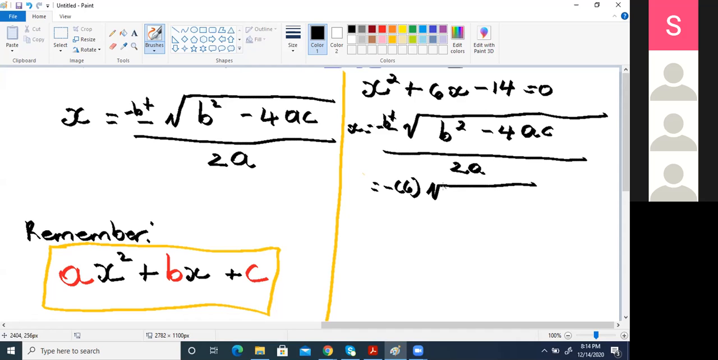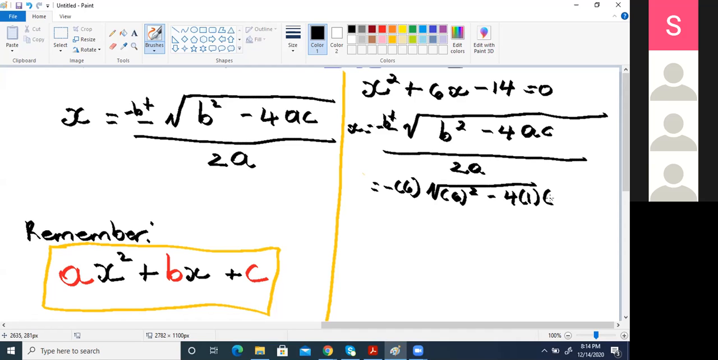Square root. What is b again? B is positive 6. So you have positive 6 squared, minus 4 times a. What is a? Remember, a is the coefficient of x squared, so a is 1. 4 times positive 1, times c. What is c? C is positive 15.